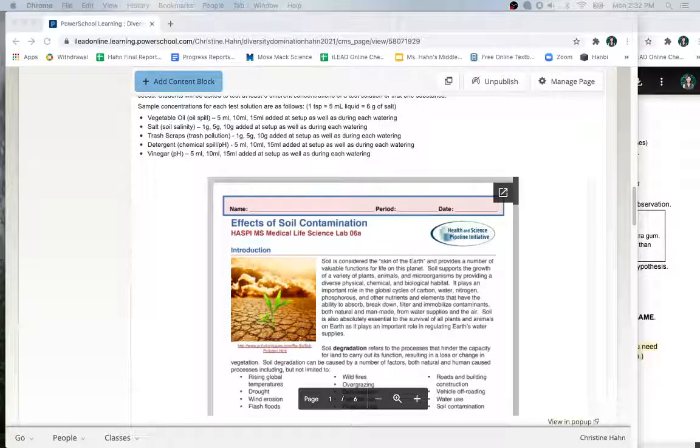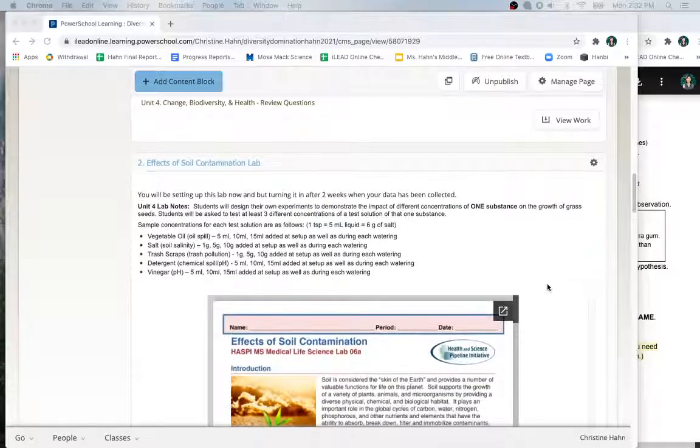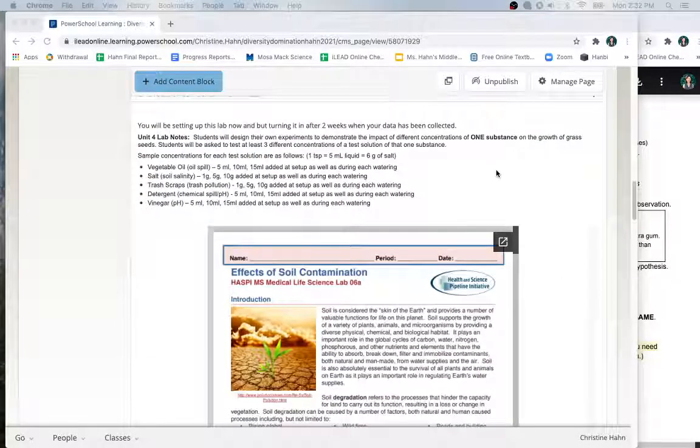Hi, I'm going to go over the effects of soil contamination lab and help you set this up. Here in the Power School are some notes that we will be talking about in a moment, but you're going to be designing your own experiment and testing the effect of one substance.